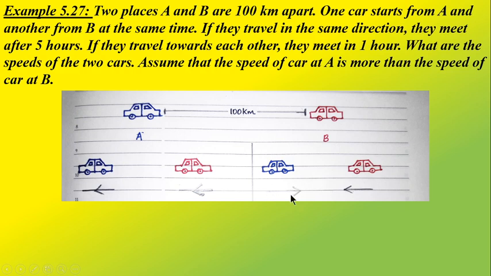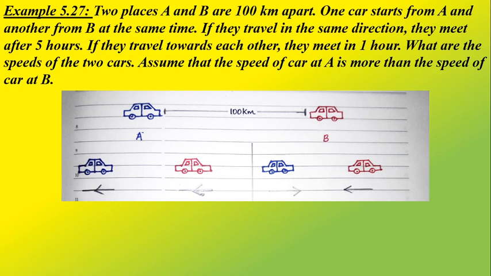Let's see the next condition. If they travel towards each other, in the opposite direction, what happens now? They meet in 1 hour. So what is going to happen for their speeds? What are the speeds of the two cars? This is our aim to find. We are going to assume that the speed of the car at A is more than the speed of the car at B.